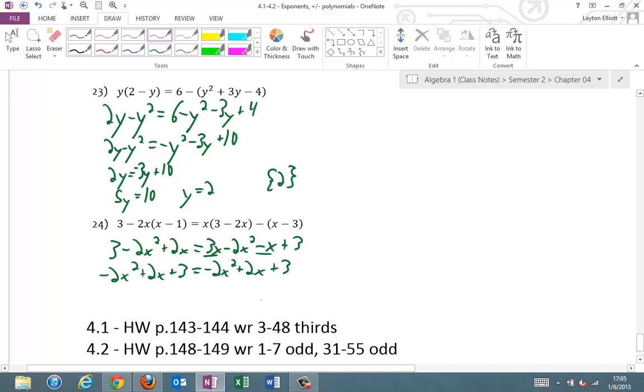If we look at the left and right sides, these are both the same thing, which means I'm going to end up with 0 equals 0 when I add and subtract everything off from both sides. This is true, which means that my solution for x is all real numbers.